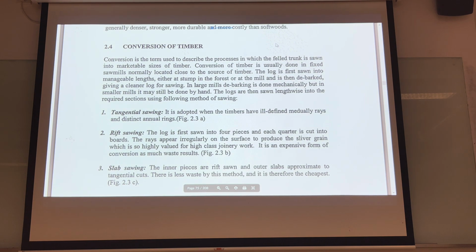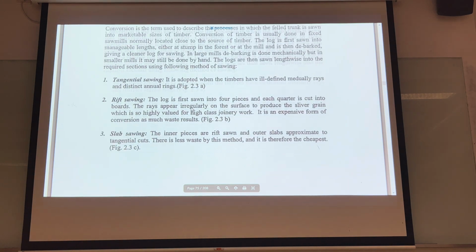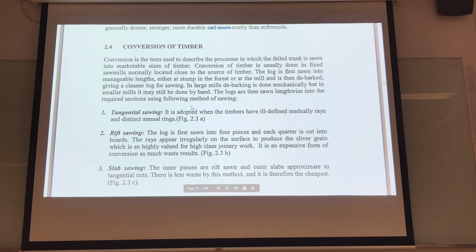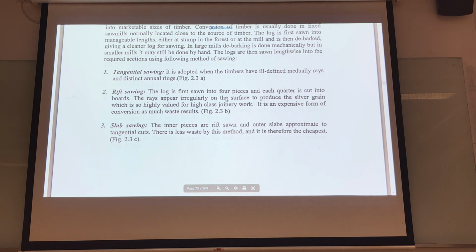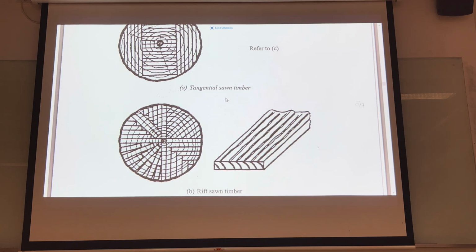For timber, you must know what is conversion of timber. You must know all the various kinds of cutting, right? Tutorial has it, right? One question like that, right? Yeah, the various types of conversion of timber.